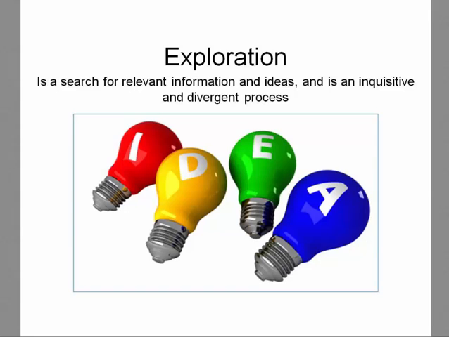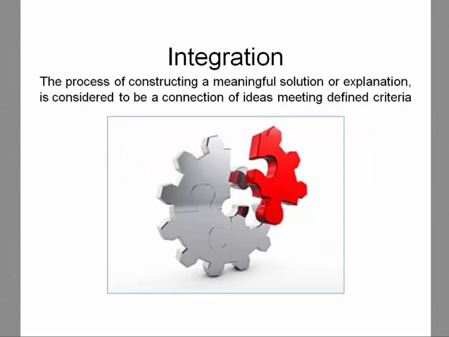Okay. The next item is exploration. It is the search for relevant information and ideas, and it is an inquisitive and divergent process. Some of the methods of this are brainstorming, offering supportive or contradictory ideas and concepts, soliciting stories, relevant perspectives or experiences, and eliciting comments or responses to the value of information or ideas.